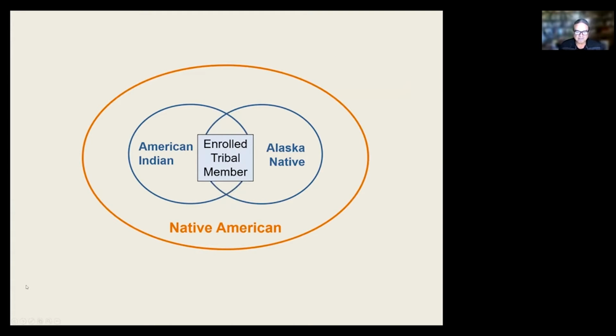So we know the term Native American as well. Again, we see that term used interchangeably with American Indian, but it really is not. Native American is actually legally defined as a term. In 1978, there was the Native American Programs Act, which defined Native Americans as American Indians, Alaska Natives, Native Hawaiians, and other indigenous peoples of US territories in the Pacific.